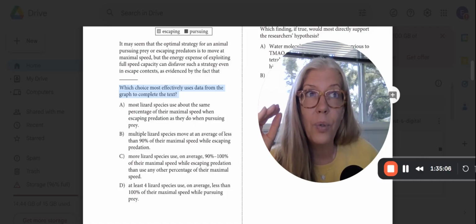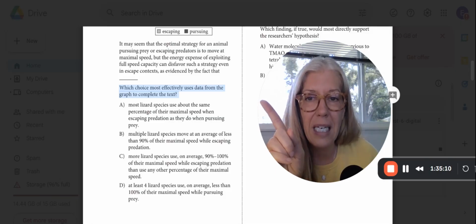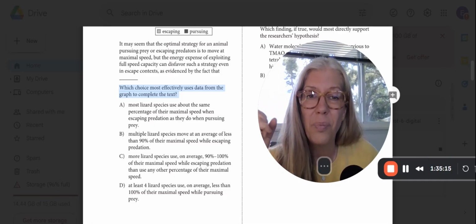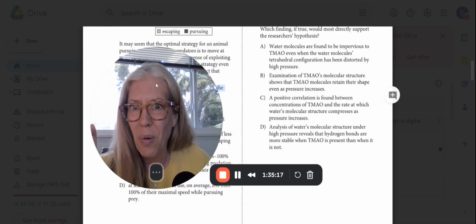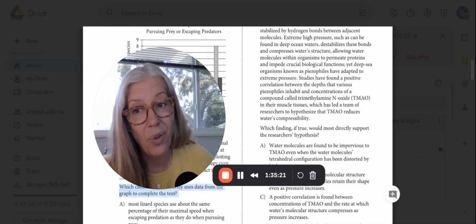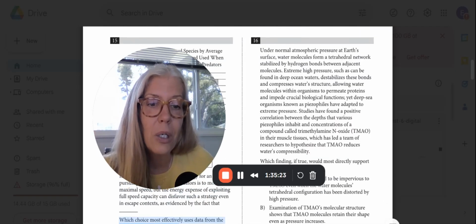But if I was worried about time, if I found one that was true for the main idea and it was true in the graph, I probably would pick it and just move on because there's only going to be one. They're not going to give you more than one. They can't. They're going to give you the wrong answer, more than one wrong answer.